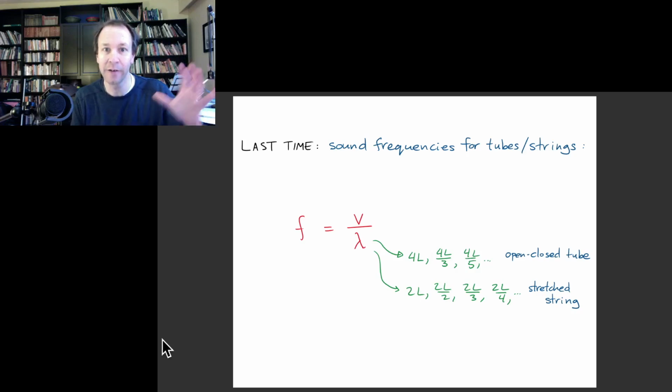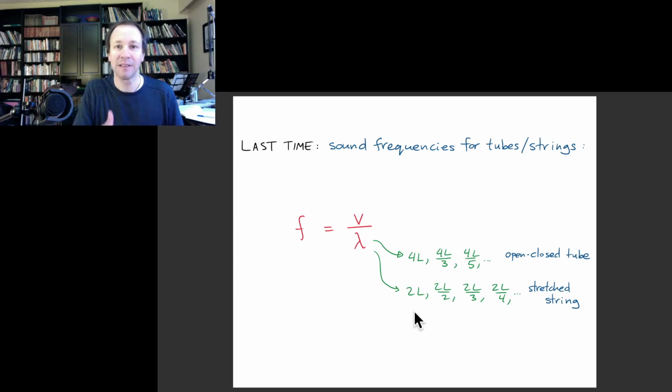And we talked about how if you have a stretched string, then the natural vibration frequencies come from standing waves where the wavelengths are twice the length of the string, and anything that you get by dividing that by a whole number. And then similarly, for an open-closed tube, the natural frequencies of vibrations come from standing waves where the wavelengths are 4 times the length of the tube, or that divided by any odd number.